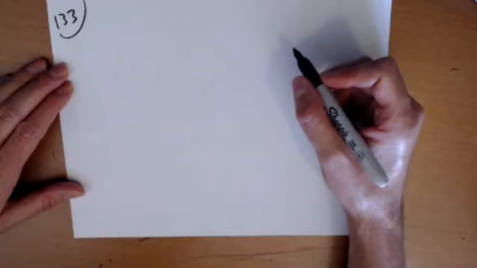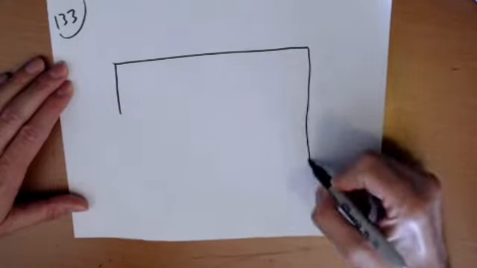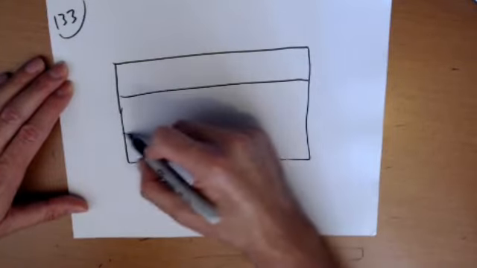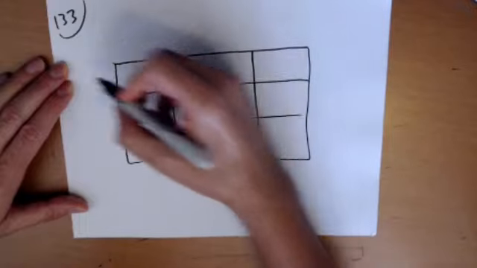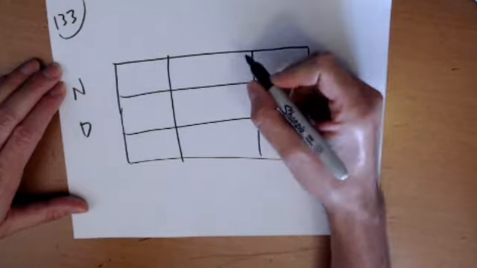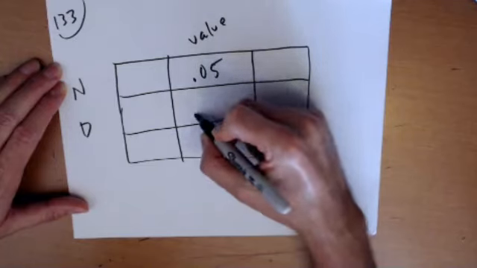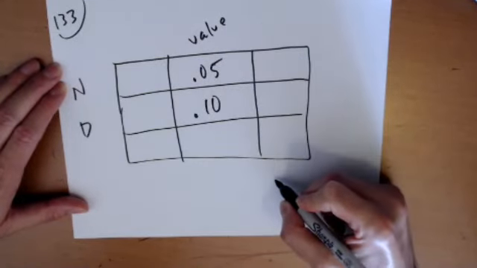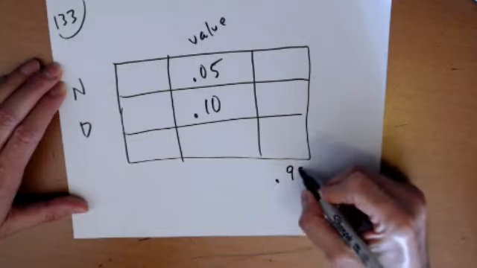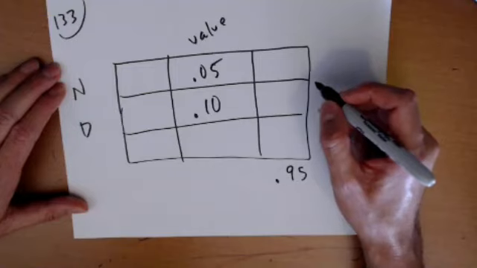The total value of the coins in the purse is 0.95. The number of nickels is 2 less than 5 times the number of dimes. How many nickels, how many dimes are in the coin purse? Okay, so once again, you would set up your little table. We have nickels and dimes. The value, so those are worth 5 cents, those are worth 10 cents. At the end of the day, we have 95 cents. If you put a 5 and a 10 and a 95, it would still all work out.